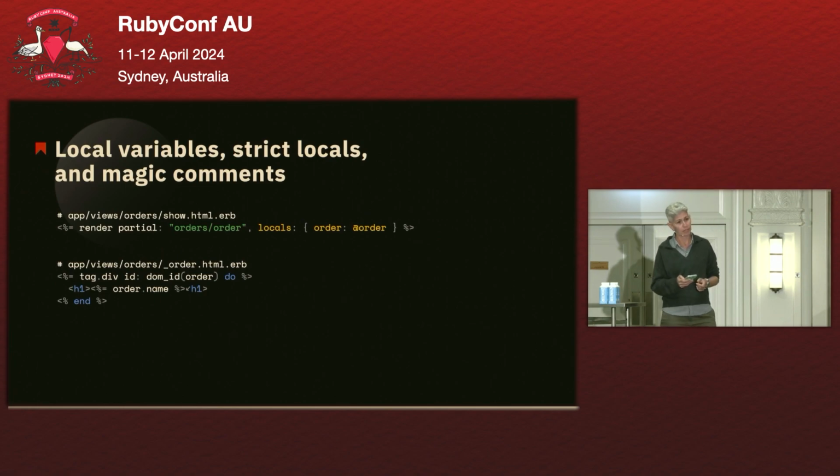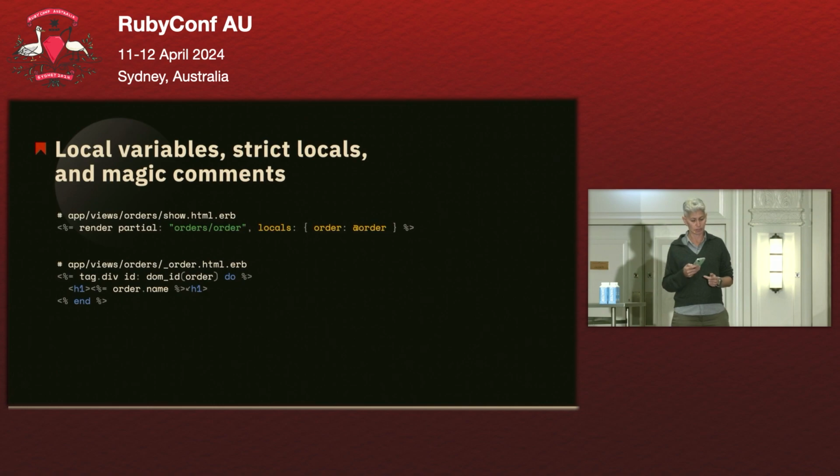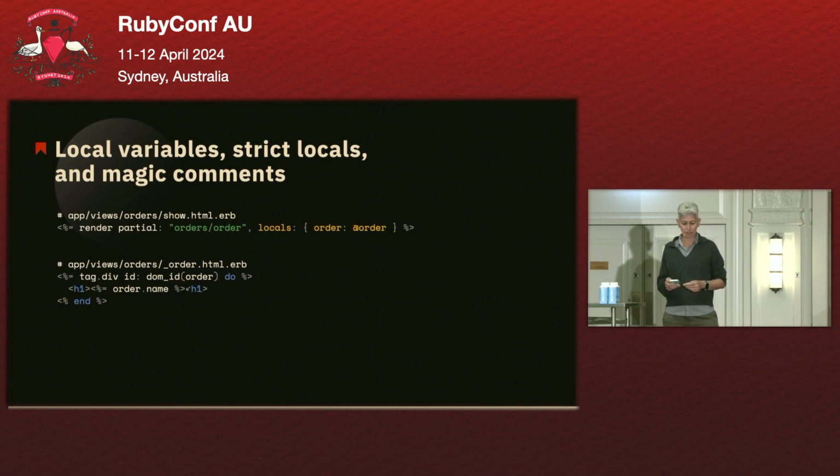The next thing I want to talk about is local variables and strict locals and magic comments. So in this case, I have an example where I'm rendering a partial, and I am passing the order into the partial. And then in my orders partial, I have a local variable of order that I can use to present the order. Now, Mandy's not going to like me because I used an example of a div rather than a more meaningful HTML tag, but this is for the example.